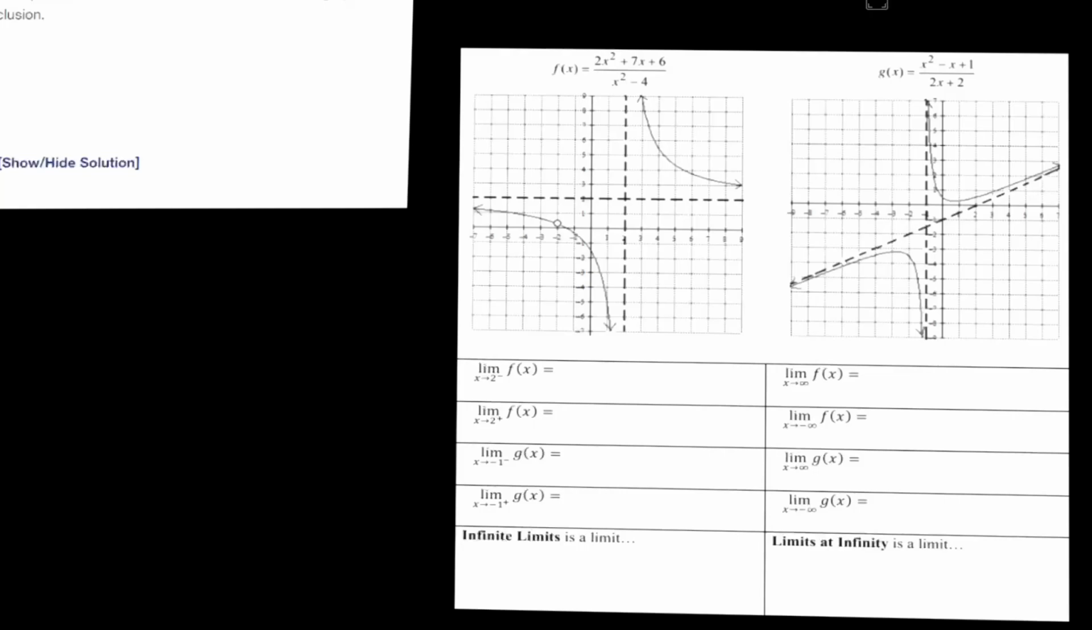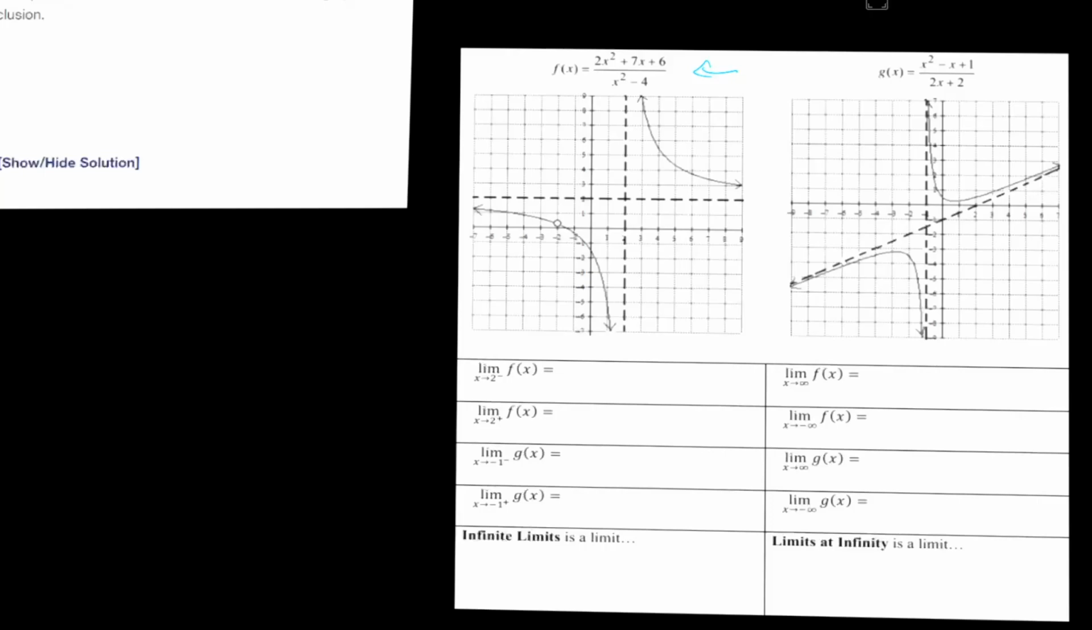Now we have to find the limit as x approaches 2 from the left side of f of x. So f of x is this equation right here, and we're trying to find the limit. Let's find it graphically for today. So the limit as x approaches 2 from the negative direction. So what will that be?